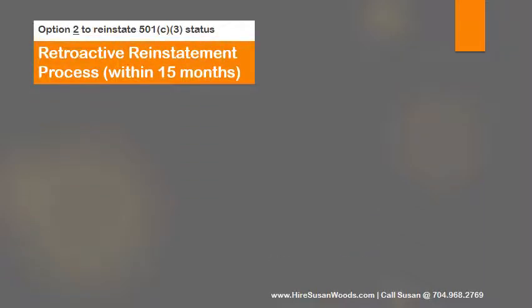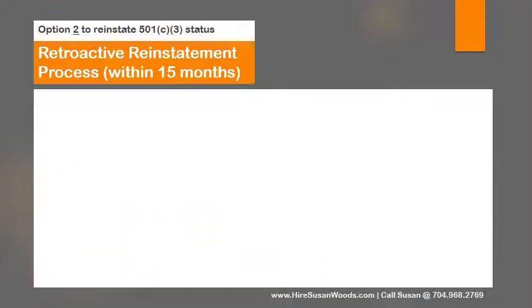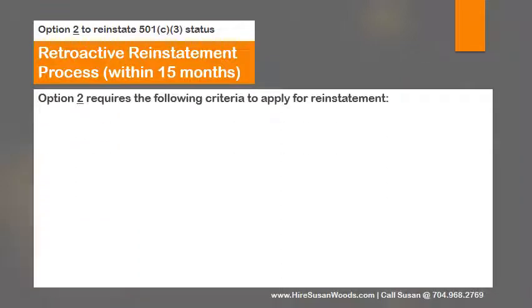Option 2 to reinstate 501c3 status. Option 2 is the retroactive reinstatement process within 15 months. So let's look at the criteria for option 2. Option 2 requires the following criteria to apply for reinstatement. 1. You cannot use the streamlined retroactive reinstatement process. You can't use it. You don't meet all of the 4 criteria we just talked about for the streamlined. You can't meet all of them. So you cannot apply for it based on that.